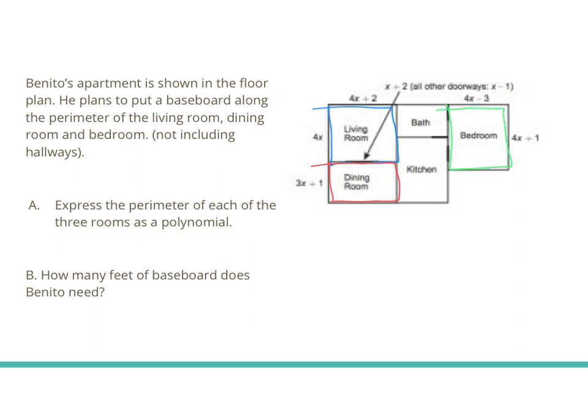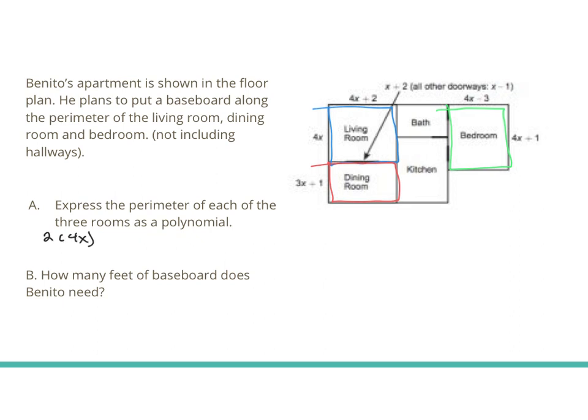So for our first question here, we want to express the perimeter of each of the rooms as a polynomial. Looking specifically at our living room, we can see that we have two different lengths here, giving us a rectangle. So if we go back to our first example, for rectangles, opposite sides are going to be congruent. So if one side is 4x, the other side is also going to be 4x. And that tells me that I have two sides that are 4x.